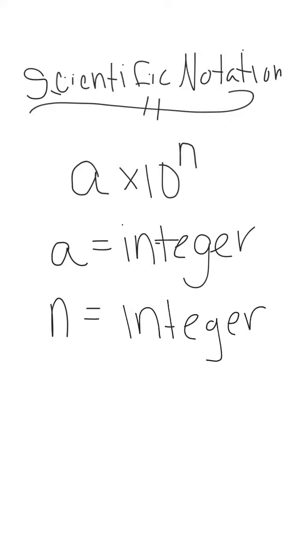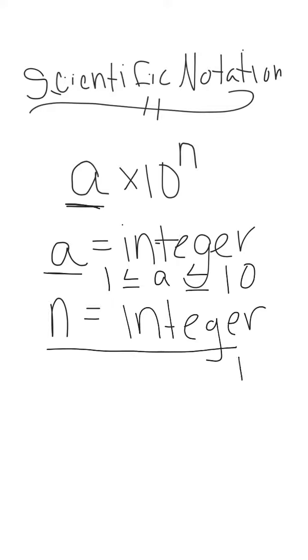The difference between the two numbers is that A should be greater than or equal to 1 and less than 10. So this value right here will be a number 1 through 10. And n will be an integer and can have a positive or a negative notation.